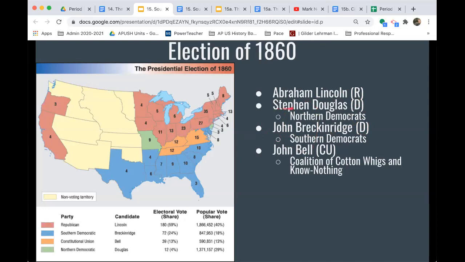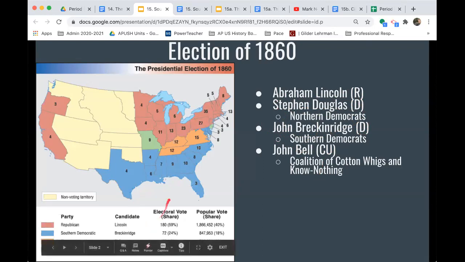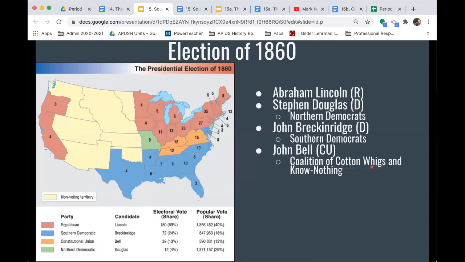Stephen Douglas is still going to commit to the idea of popular sovereignty, whereas Breckinridge's platform is allowing slavery to expand to all territories with a territorial slave code, which will protect slavery in the territories. And then John Bell, for this weird little coalition party, puts together some of the Whigs who are pro-government, but also pro-cotton, right? Some of the Southern planter elites, as well as the Know Nothing Party, the anti-immigrant groups from the North, into the Constitutional Union Party that's just trying to piece together some semblance of a coalition to win the presidency.